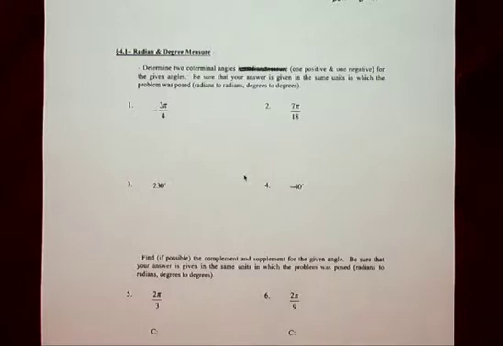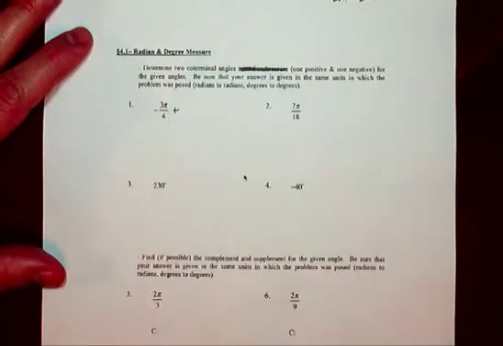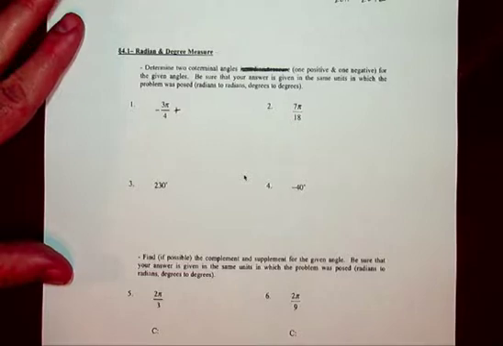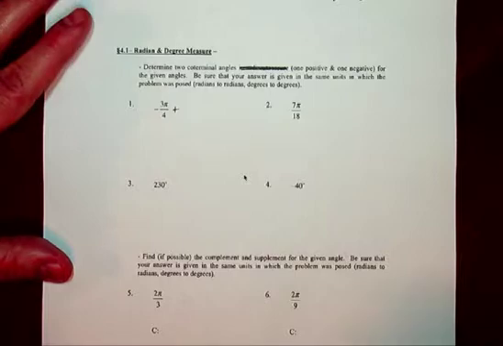It says determine two coterminal angles, one positive and one negative, for the given angle. Be sure that your answer is given in the same units in which the problem was posed, radians to radians, degrees to degrees. Now, as I said before, when we are dealing with coterminals, you need to add 2 pi and then subtract 2 pi. Add 360 and then subtract 360. So basically you need to add 2 pi here, but you need to add it in a way that is helpful, meaning unreduced, as 8 pi over 4.